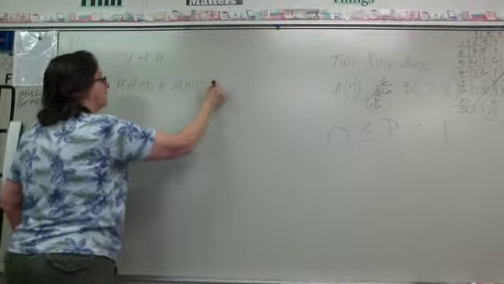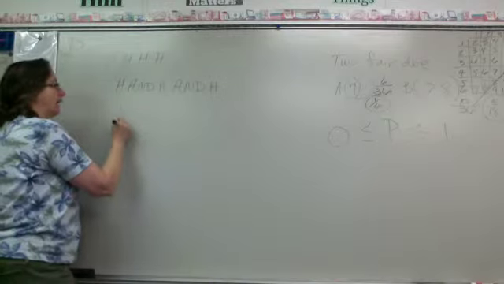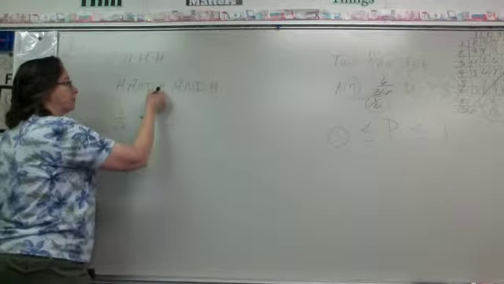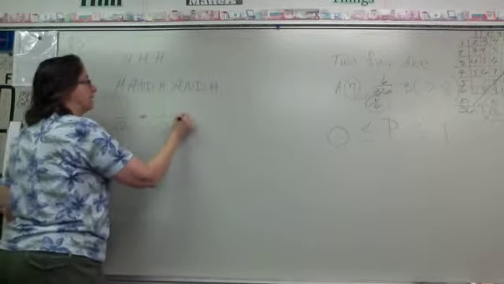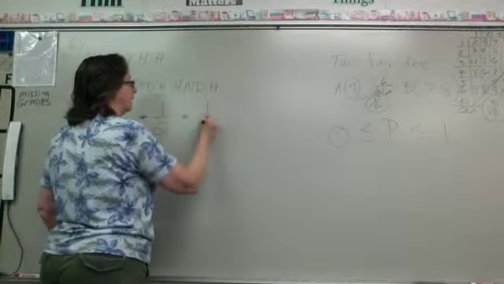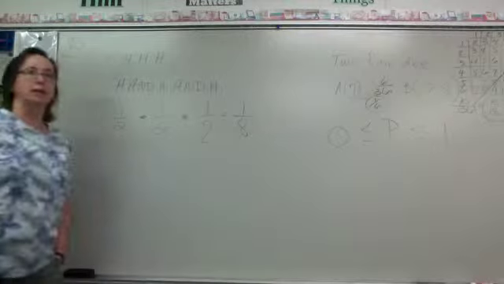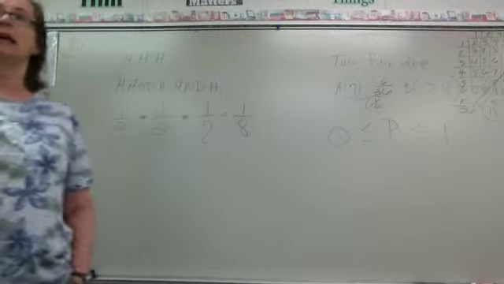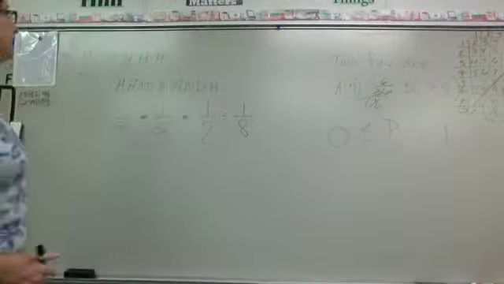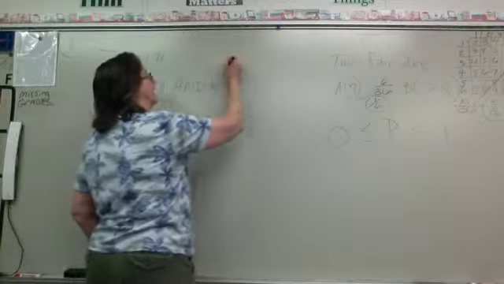Anytime we have that type of problem, we're going to take the probability of a head, 1/2, times the probability of a head, 1/2, times the probability of a head, 1/2, and we wind up getting 1/8 is your probability of getting a head and a head and a head. And you could see that if you did a little tree.